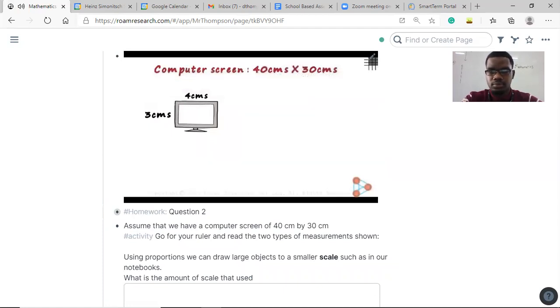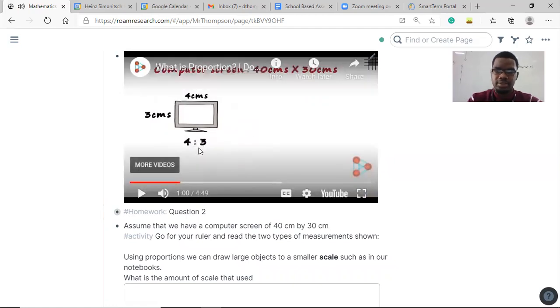Here, the ratio of the length to the breadth is 4:3. Okay, let's write this. It's very important. So we're gonna say the ratio of the length.